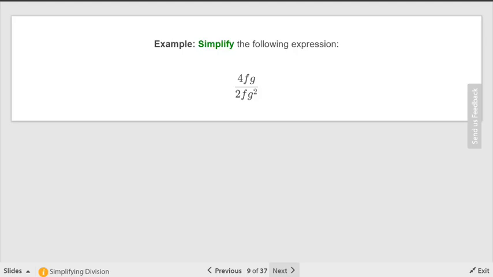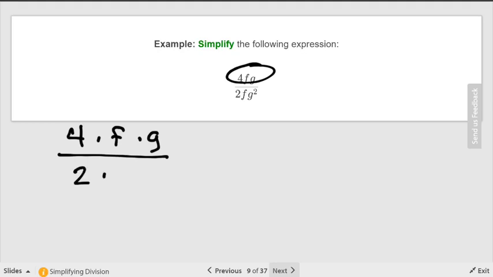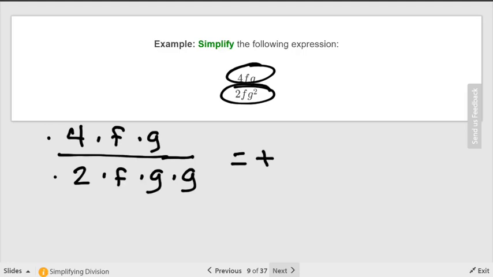All right, so here we go. So we have 4 times f times g. Do you agree? All I did was expand the top. At the bottom is 2 times f times g times what? G. Times another g. All I did was expand the bottom. Now let's go back and divide. Positive divided by positive is a? Positive. Okay. 4 divided by 2 is? 2. F divided by f is a? 1. But do I need to write the 1?